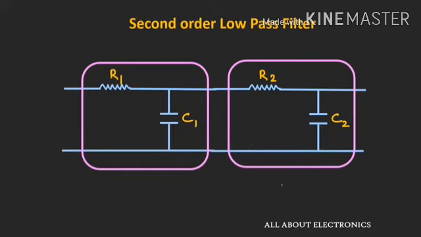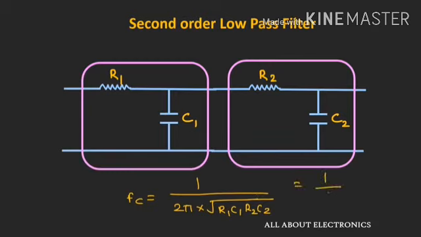So now let us see the second order low pass filter. Here two first order low pass filters are cascaded. Let us assume that the cutoff frequency of the first filter is FC1 and the cutoff frequency of the second filter is FC2. So the cutoff frequency of the overall second order filter can be given as 1 divided by 2 pi into square root of R1 into C1 into R2 into C2. Now suppose R1 is equal to R2 and C1 is equal to C2, then the cutoff frequency can be given as 1 divided by 2 pi into R1 into C1.